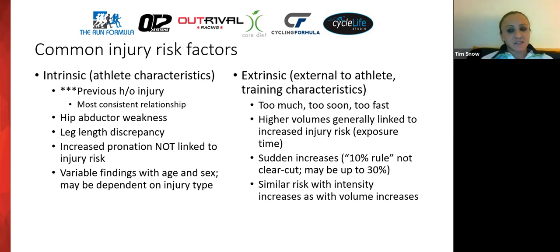Another intrinsic risk factor is hip abductor weakness. I'll get more into that. That's related to the muscles on the outside of the hip. Leg length discrepancy has shown a somewhat weaker relationship, but it has been linked to injury risk. A lot of times people think that pronation, the foot turning in, gets thrown under the bus as an injury risk factor, but foot type really hasn't been shown to be that much of a risk factor for injury.